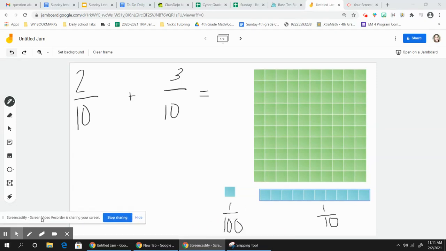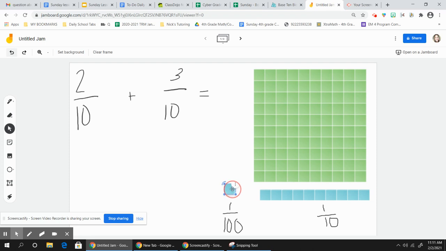This lesson is going to teach you how to add tenths and hundredths. So let's start with a review. Earlier this year, we learned that this is called a flat and it's worth one whole. So you can think of this as one whole dollar. This unit that we call a cube has a value of 1/100th.